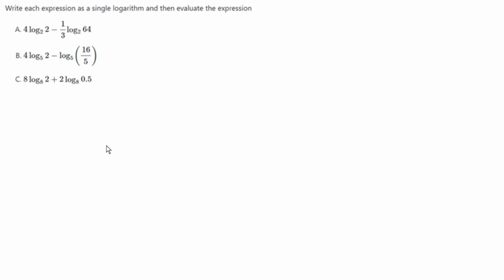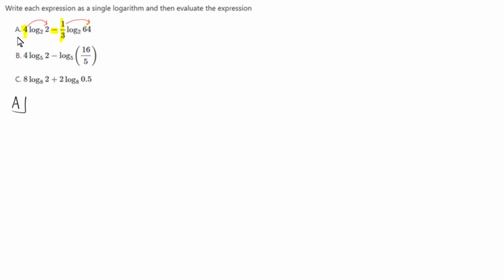Write each expression as a single logarithm and then evaluate the expression. So if we take a look at A here, we have two logs that are being subtracted, and each log is preceded by a numerical coefficient. When we have this situation, this numerical coefficient that's in front of the log can be moved into the log and become the exponent of the argument. This is the log power law.